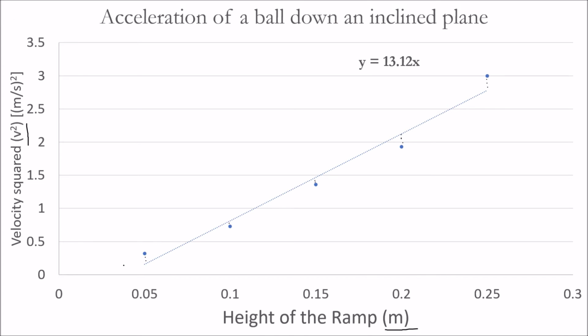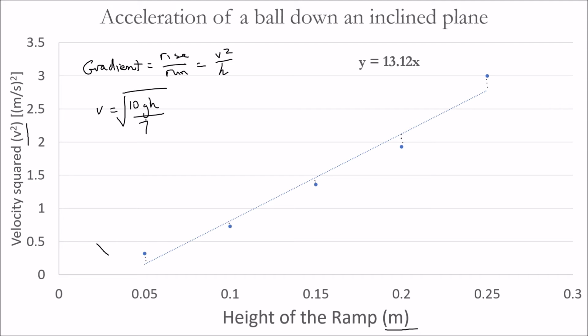So what does that actually tell us? Well, let's just write it out first. The gradient is equal to our rise over run, which is, the rise is v squared and the run is h. Now the formula that we looked at earlier, final velocity equals 10gh over 7.